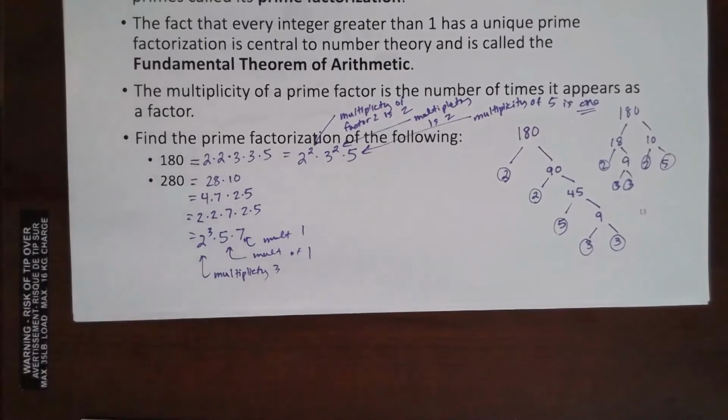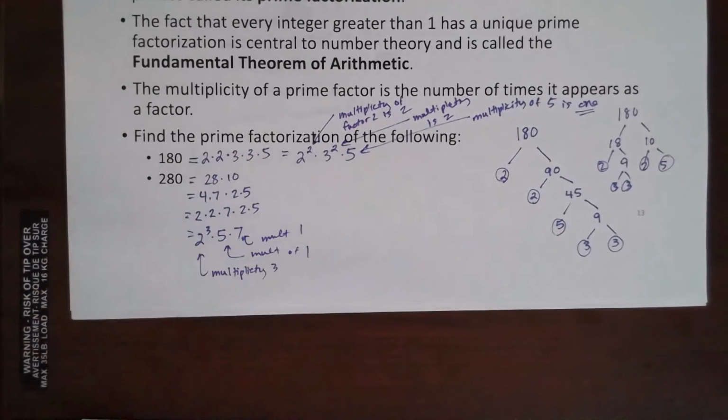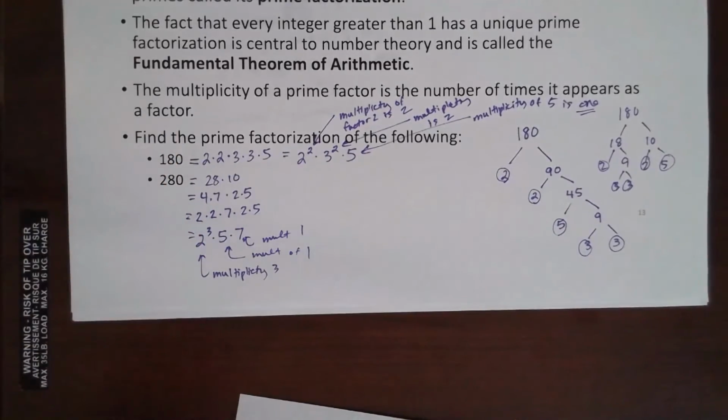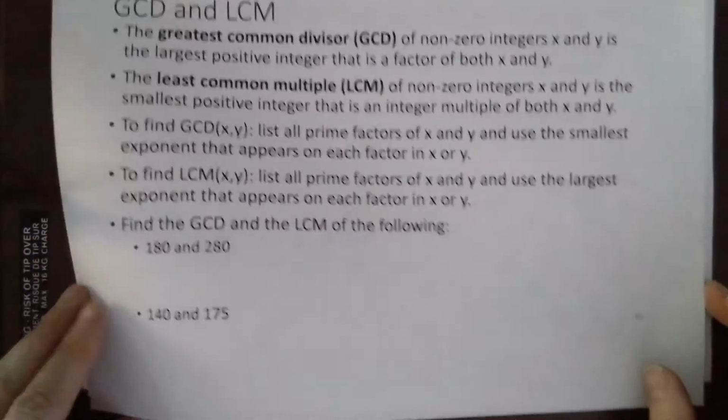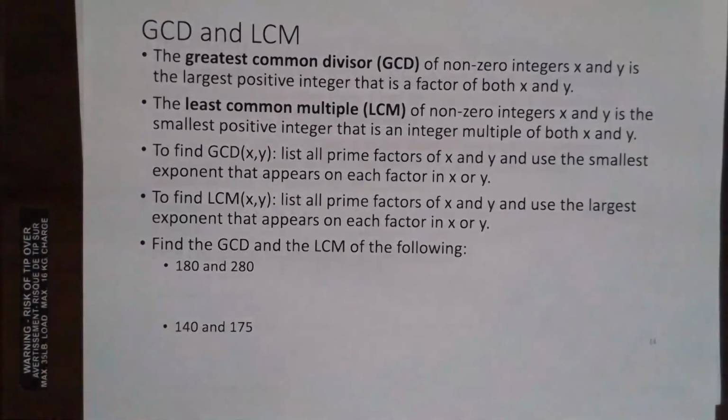But then if I were to ask you a question like, what is the multiplicity of the factor 2 in the prime factorization of 280? You would want to tell me, oh, it has multiplicity 3. Yeah. So the prime factorization is here, and I'm just trying to point out what the multiplicity of the factors are. And these multiplicities come into play when we need to find the greatest common divisor and the least common multiple.